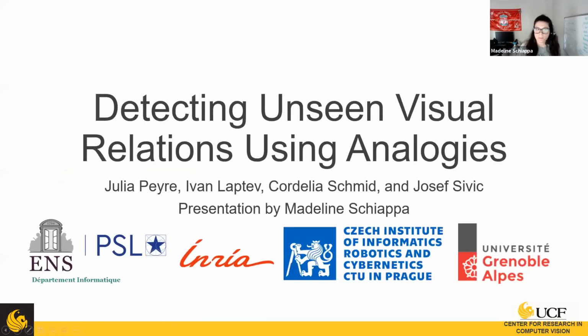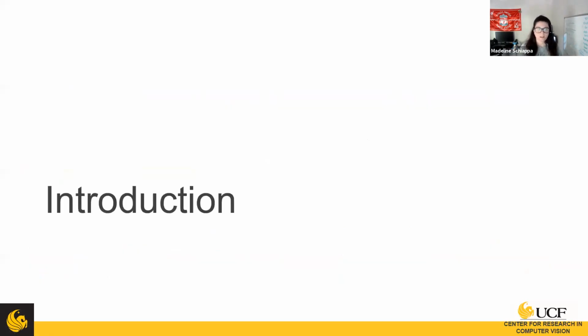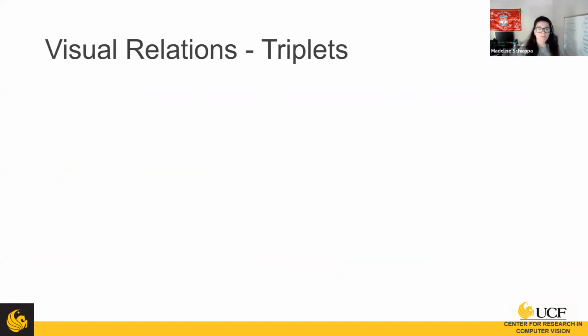All right, today I'll be presenting detecting unseen visual relations using analogies. I'm first going to start with introducing the topics that inspired this work. The first topic is what visual relations are, and they're usually commonly referred to as triplets.